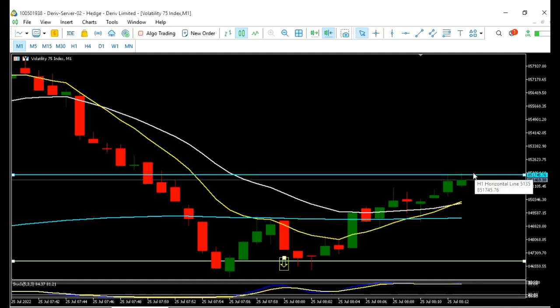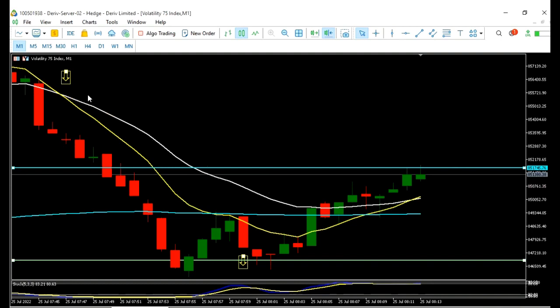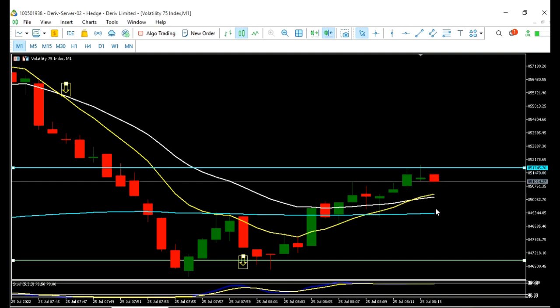And when this crossed completely, you will see something like this. Let me show you. You'll see something like this, as we're seeing here. Once you see this, wait for a breakout. And once you see a breakout, you are good to go. This is how simple volatility 75 can be. But remember, volatility 75 can be too volatile.